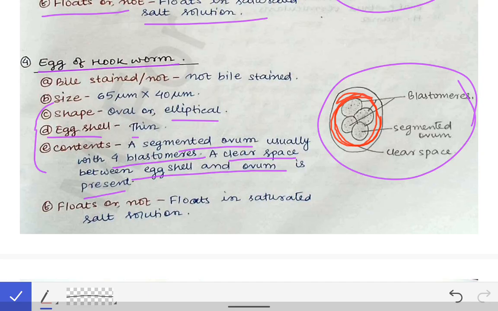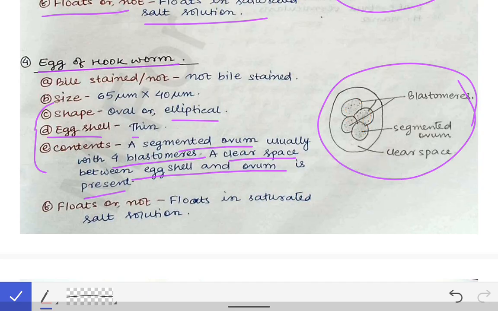This clear space plus all the four blastomeres help you in identifying the egg of the hookworm. So whenever someone asks you how you are going to identify an egg of hookworm, you should tell that there will be a segmented ovum with four blastomeres, plus there will be a clear space surrounding those blastomeres.